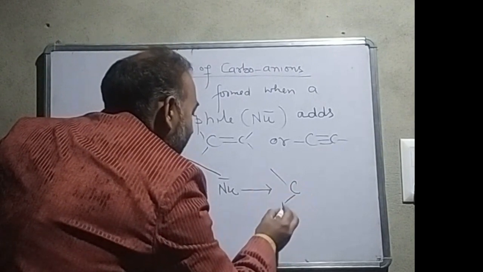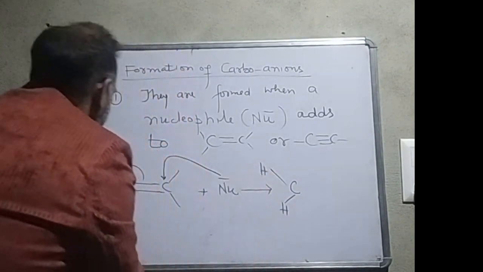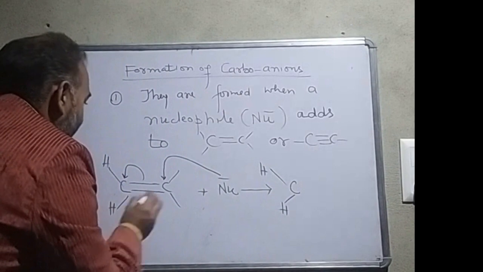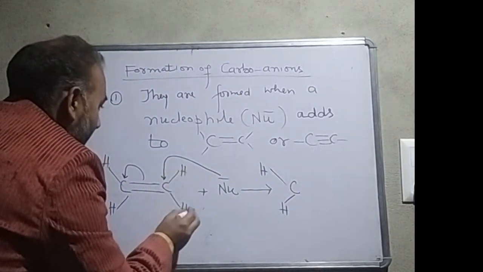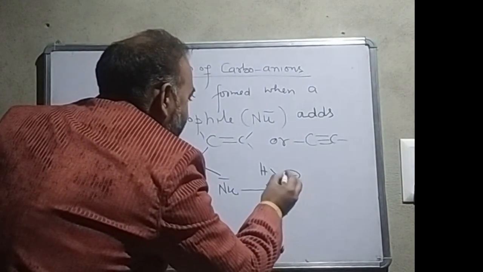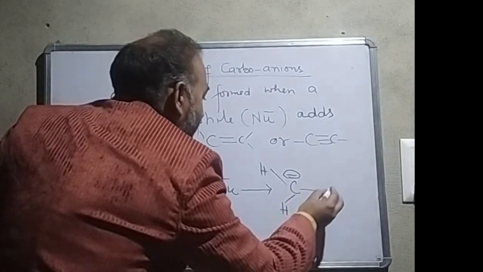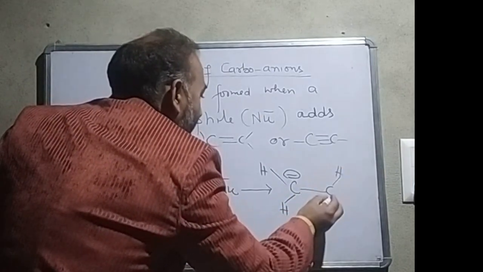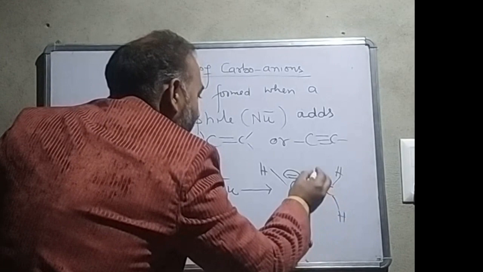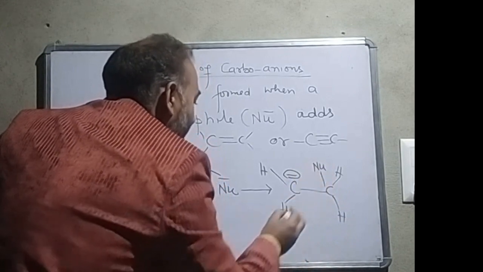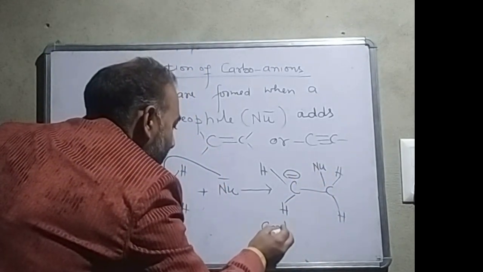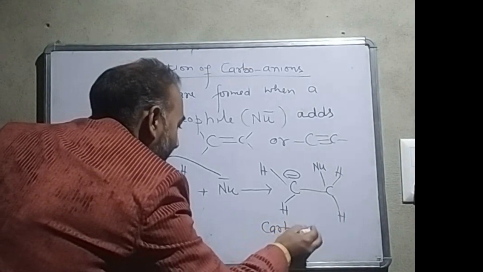Carbon here, H, for example, here negative charge, single bond, H and nucleophile. So the result is carboanion.